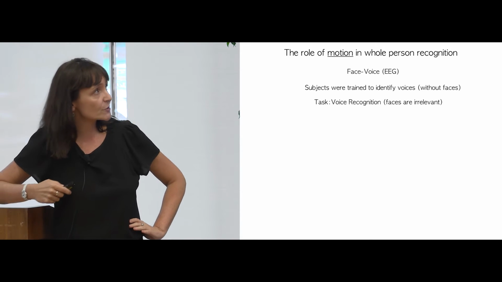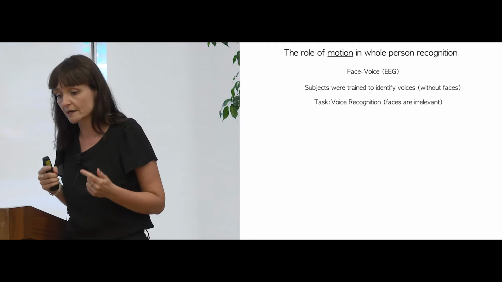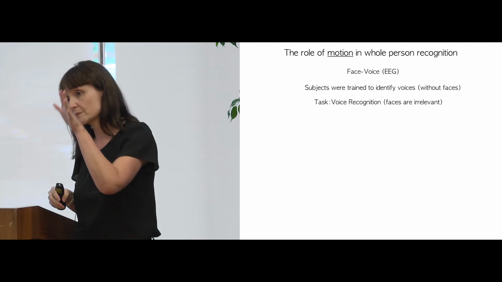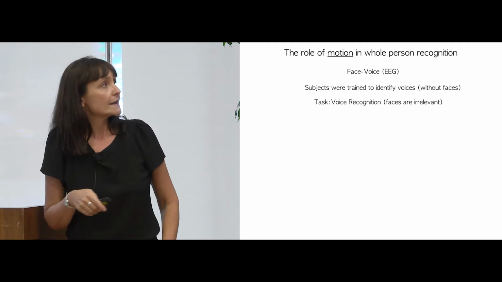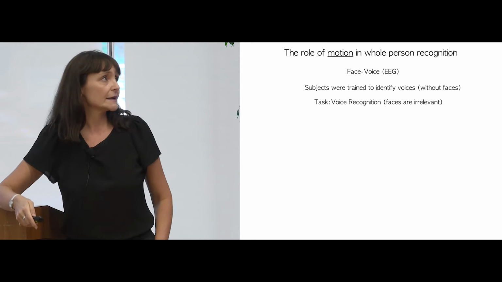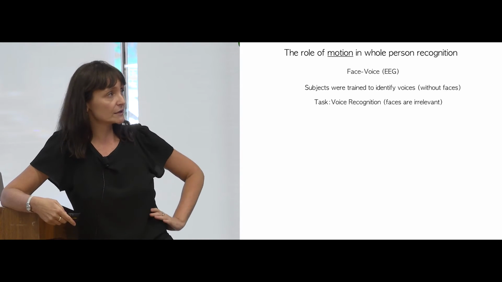And this is an EEG experiment. And what Noah did in this experiment is she trained subjects to identify voices. So this is voice number 1, this is voice number 2, this is voice number 3. And then she gave them a voice recognition task, okay? And the faces that are presented in this task are actually irrelevant to this task.